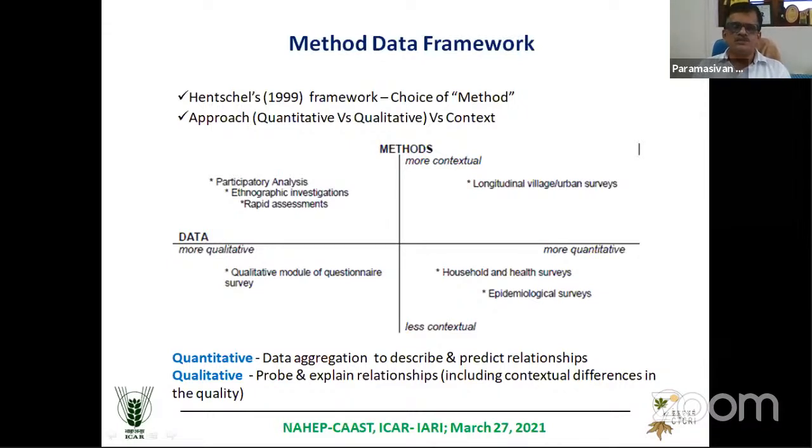So there are two things which we have to consider. One is the approach. Approach is the qualitative and the quantitative. They are not the research design. Qualitative and the quantitative are the research approaches, how we look at the problem. So we are aware that the qualitative approaches are actually there.